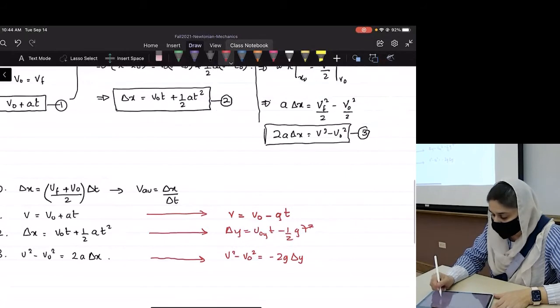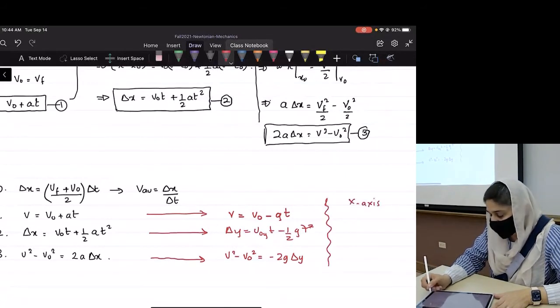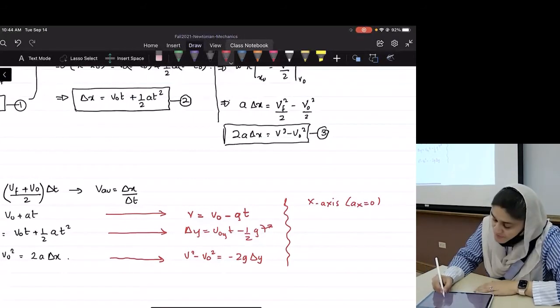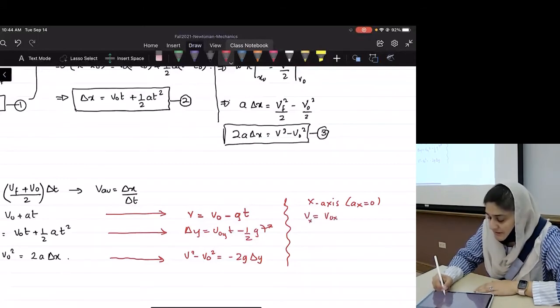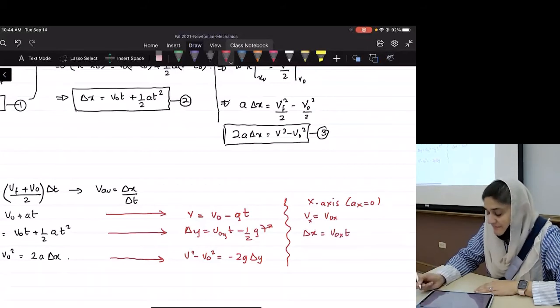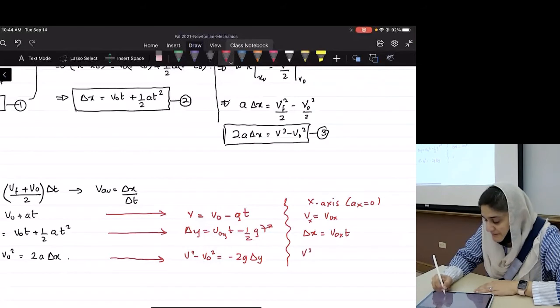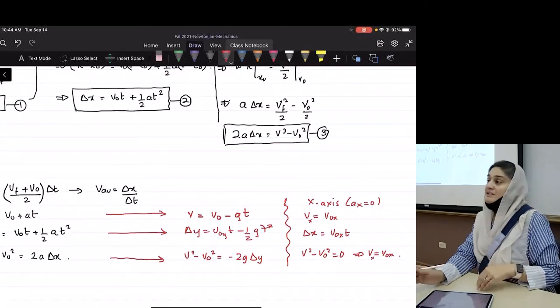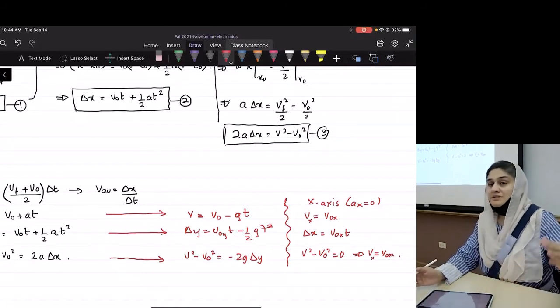And along the x-axis, what would they be? Along the x-axis, what do I know? ax is going to be 0. So this will just be V equals V naught x. Delta x will be V0x t. And this will be V0 equals 0 or V equals V0x. So along the x direction, your velocity remains constant no matter what.